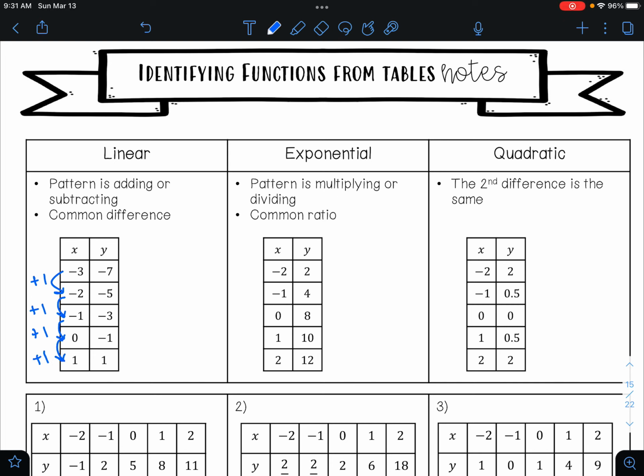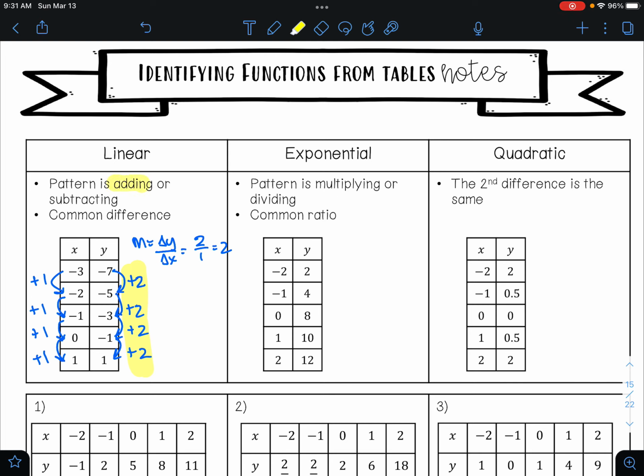If I look at the right side, to go from -7 to -5, I add 2. To go from -5 to -3, I add 2. To go from -3 to -1, I add 2. And to go from -1 to +1, I add 2. So this one, we found a slope actually. We found the change in y over the change in x, which is 2 over 1, which is 2. So this one is linear because here we're adding the same thing every time.